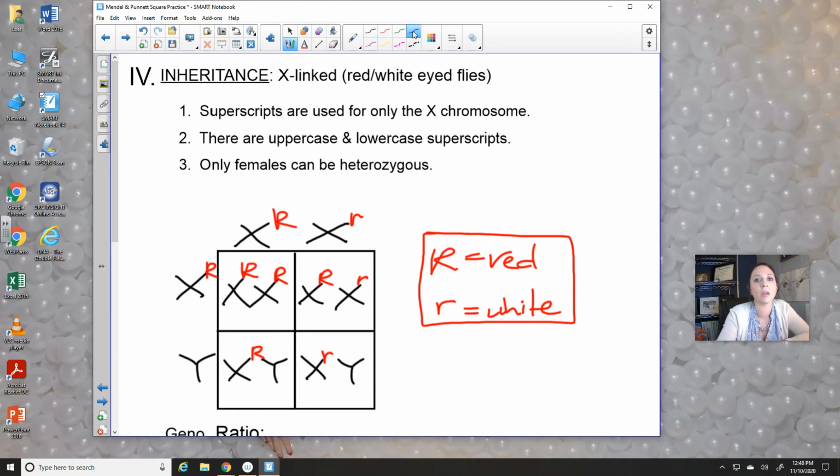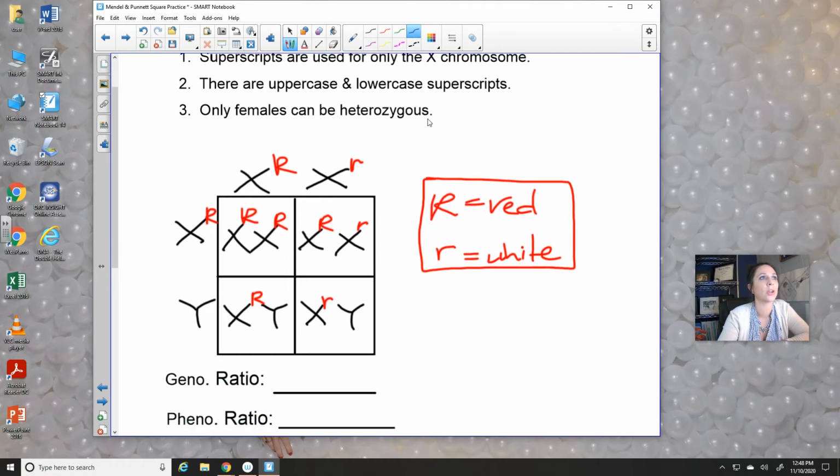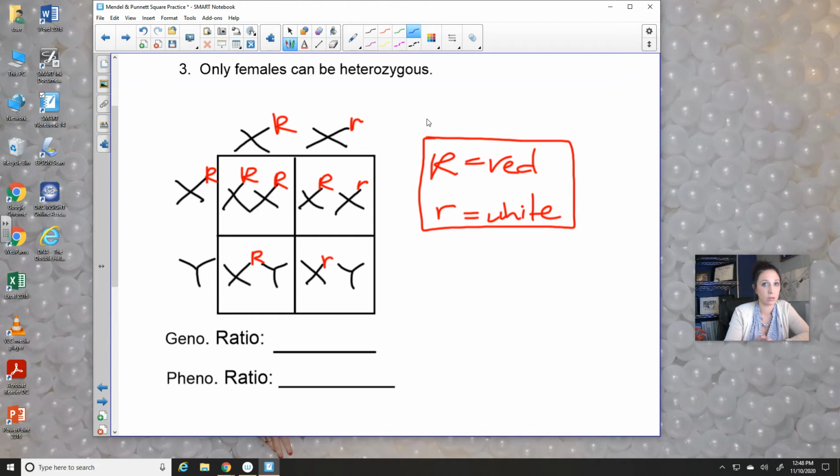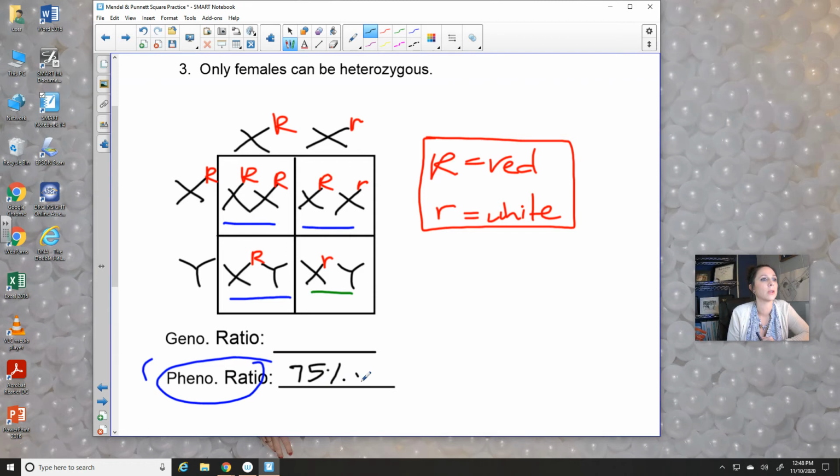Okay, there's a number of ways that I can ask you questions regarding X-linked inheritance. I could straight ask what percentage or what's the phenotypic ratio of all the offspring. If we did that, then this female would have red eyes, this female had red eyes, this male has red eyes, but this male has white eyes. So then I would write this as 75% red eyes and 25% white eyes.